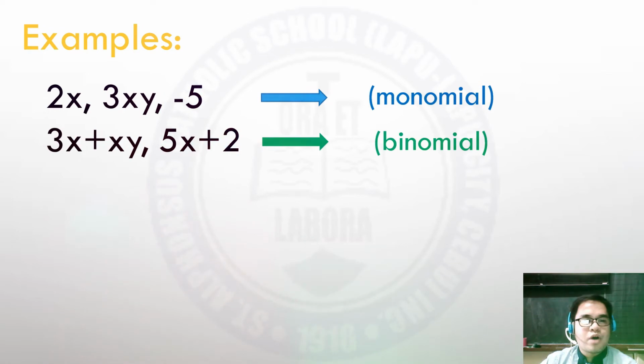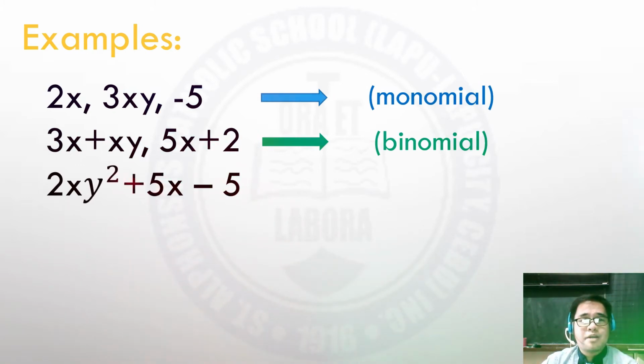In 3x plus xy, 3x is our first term, xy is our second term. The same thing also in 5x plus 2. 5x is our first term and 2 is the second term. That makes it a binomial. We have also 2xy squared plus 5x minus 5. It is also called a polynomial and also known as a trinomial because it indicates three terms there. So 2xy squared is the first term, 5x is the second term, and negative 5 is the last term. That makes it a trinomial.